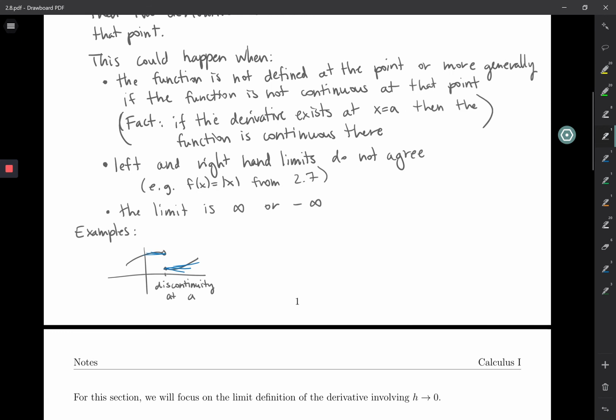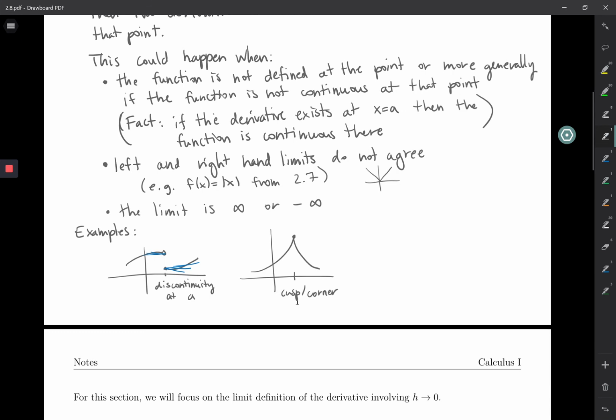An example where the left and right hand limits do not agree is something that looks like a cusp like this, or a corner like this example that we gave. So this one looks like a corner, and if it's more rounded, then we call this a cusp. And this is an example where the derivative does not exist. If you have anything pointy or sharp, the derivative does not exist at that point.